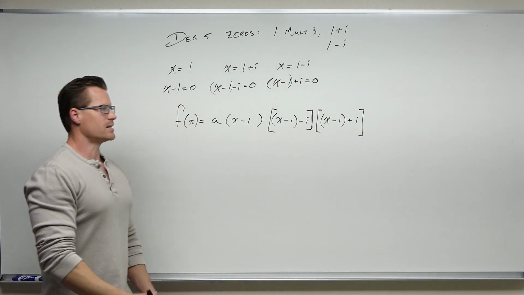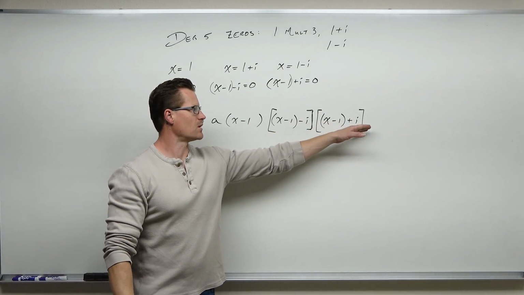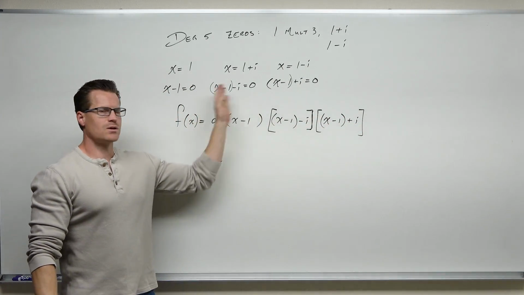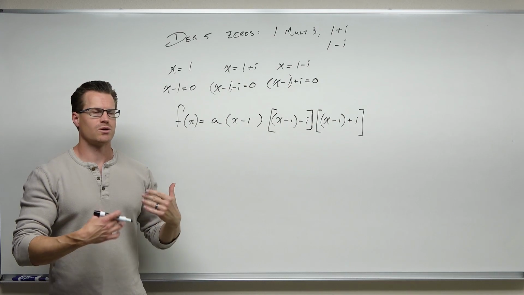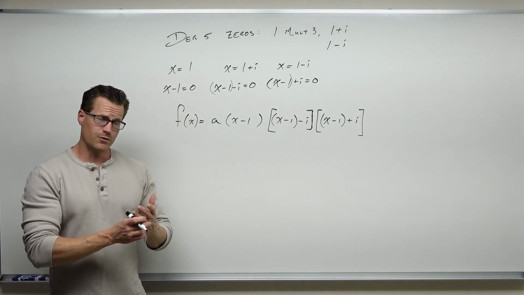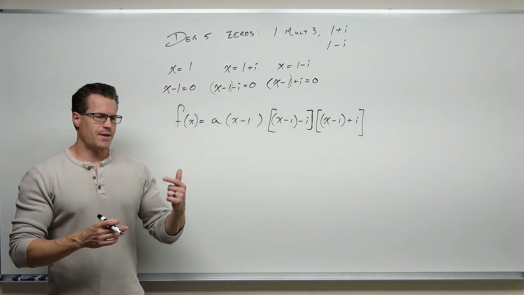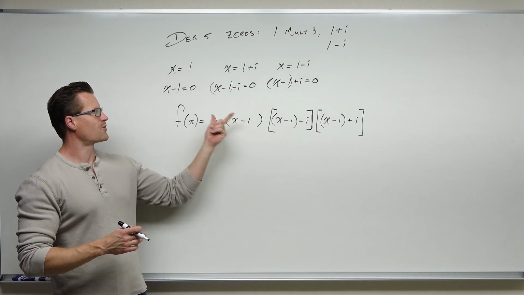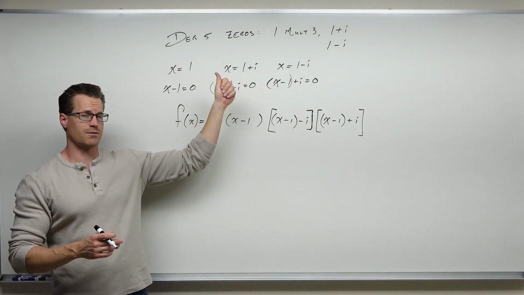And likewise plus i. You can see it, right? If we set this equal to 0, we'd get this and this and this equal to 0 by the zero property. We're just going backwards. The only thing I've left out, hopefully you notice it, is that x minus 1 came from a 0 that had a multiplicity of 3.